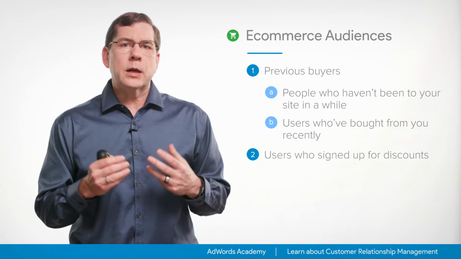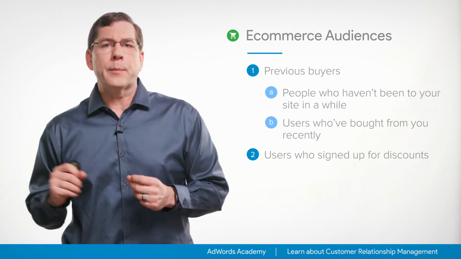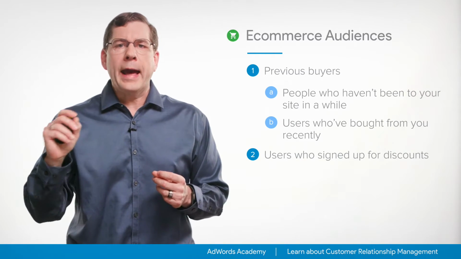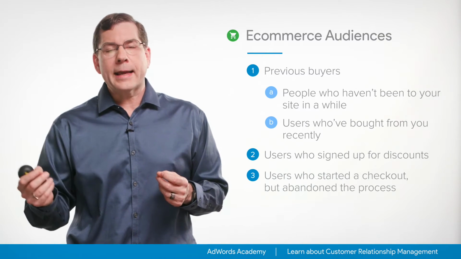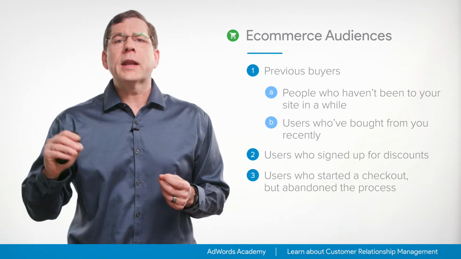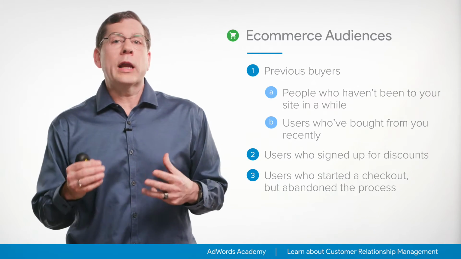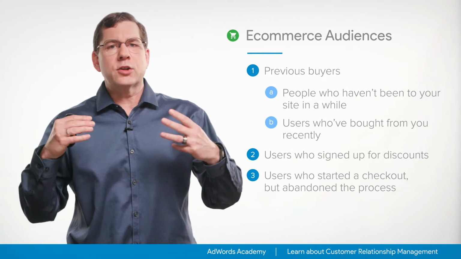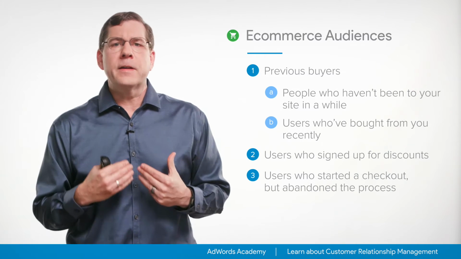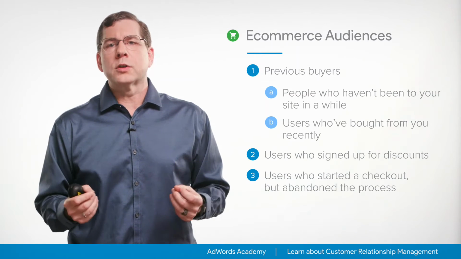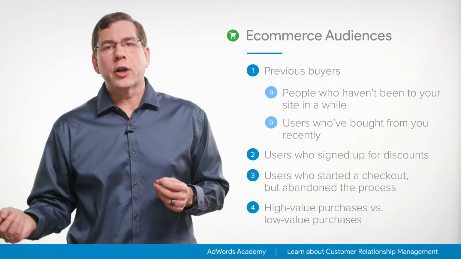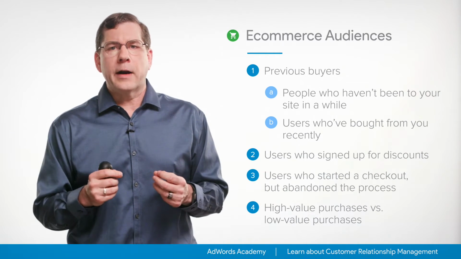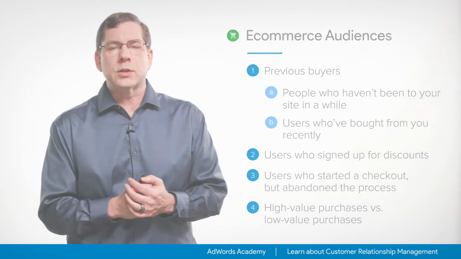Users who sign up for discounts are even a different type of segmentation. You might show ads to them that have special offers. You have users who started a checkout and they might have given you an email, but then abandoned the process. This is a great way to use high bid modifiers and expand your keyword to get them to come back and finish buying. You can even go so far as to segment users into high value purchases and low value purchases to manage your modifiers based upon the purchase price ranges.